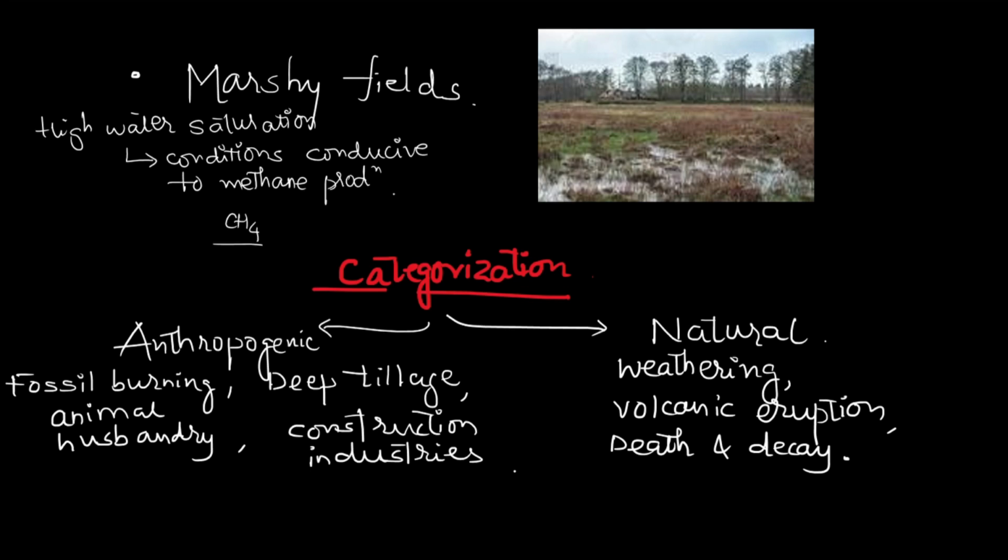All right. So we saw all the sources. Now let's categorize them. Those are mainly categorized between anthropogenic and natural sources. The anthropogenic sources are those which are man-made. So fossil fuel burning, animal husbandry, deep tillage, and construction industries are anthropogenic. And the natural sources are weathering, volcanic eruption, and death and decay of microorganisms.